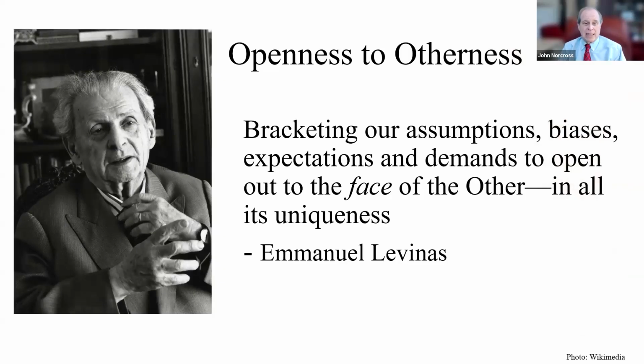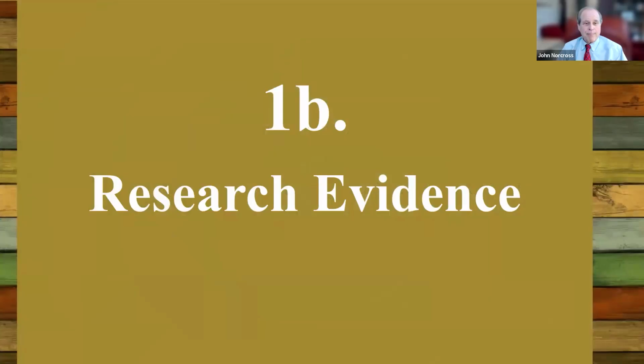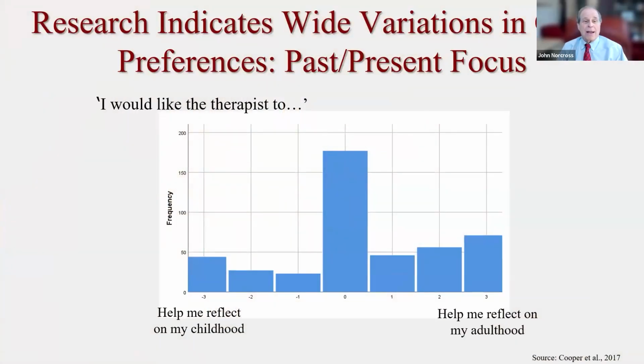Mick has provided this slide. Ethics work on preferences capitalizes on being open to the other, in which we bracket our assumptions, biases, expectations, and demands, to open out to the face of others in all of our respective uniqueness. So, what about the research evidence?